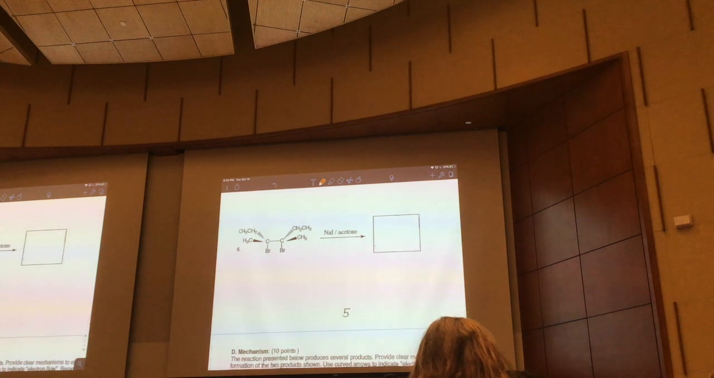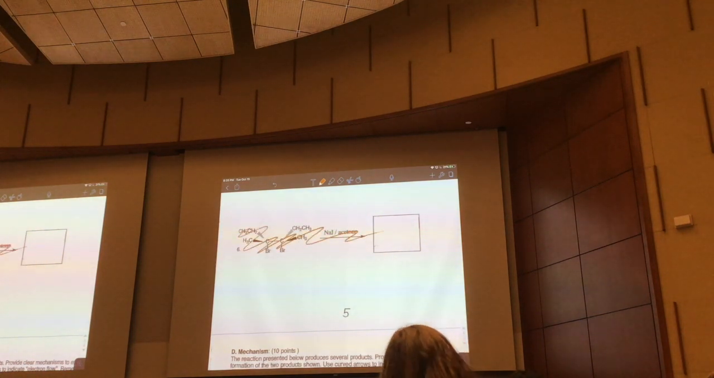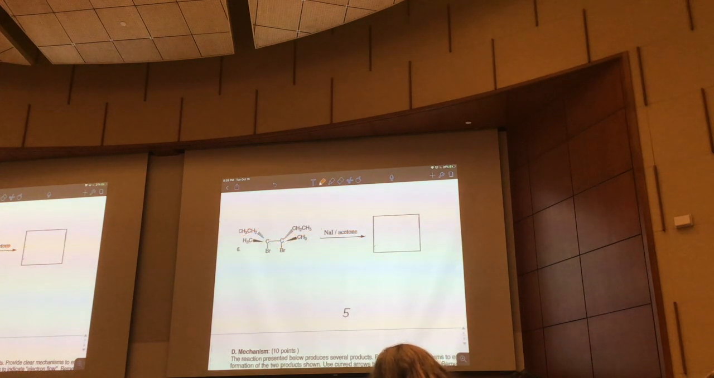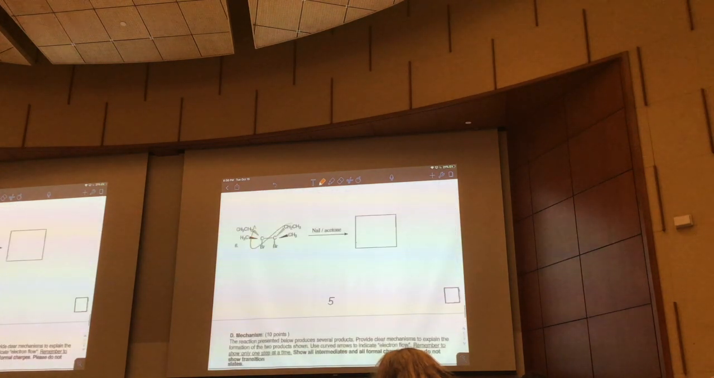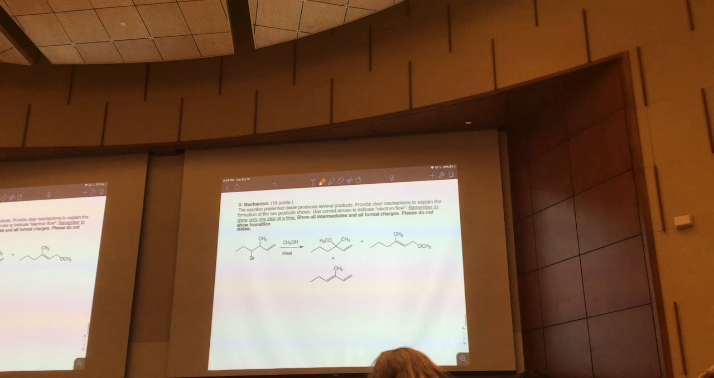This reaction is also not on your exam. Dr. Bean emailed me and said no for this. This is an elimination that forms an IBR bond. It's very weird. It's not on your exam. Don't worry about it. So good on that. We don't have to do that. Okay, mechanism.